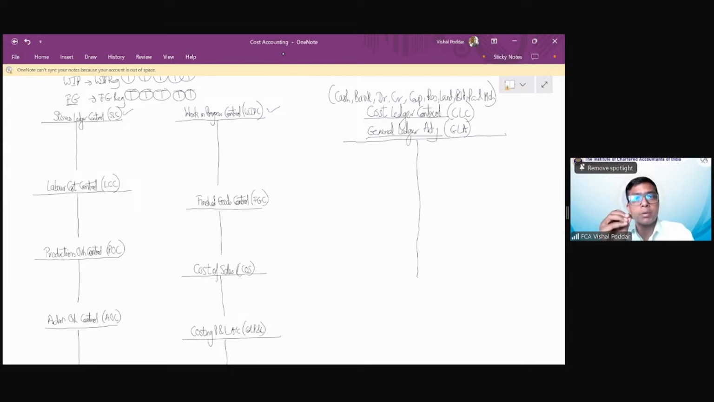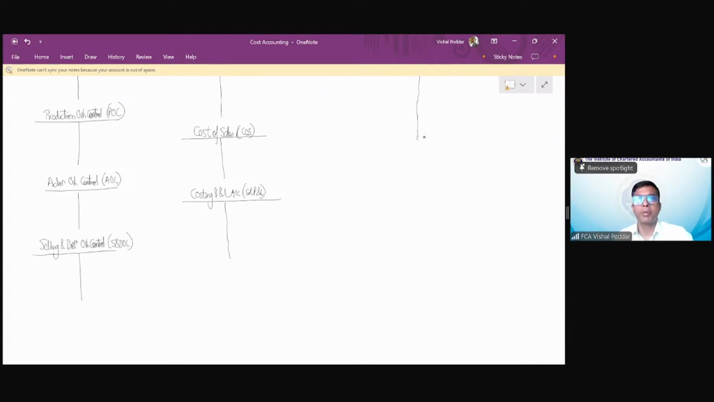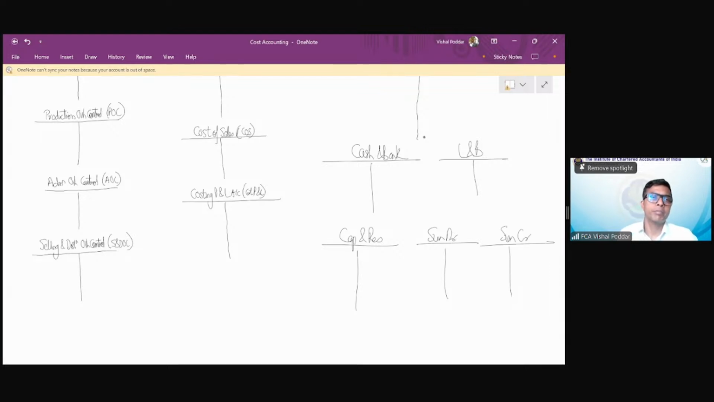Had this sum been of integrated type, then we will not be preparing this. Why? Because in that case, you will be preparing accounts separately. So cash and bank, separate account. Land and building, separate account. Capital and reserve, separate account. Sundry debtors, separate account. Sundry creditors, separate account. So had this sum been of integrated, you would be preparing separate accounts. Right?